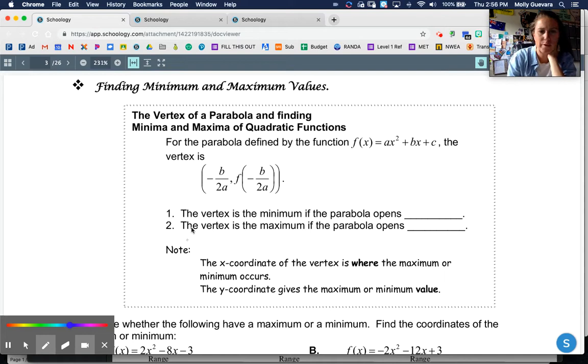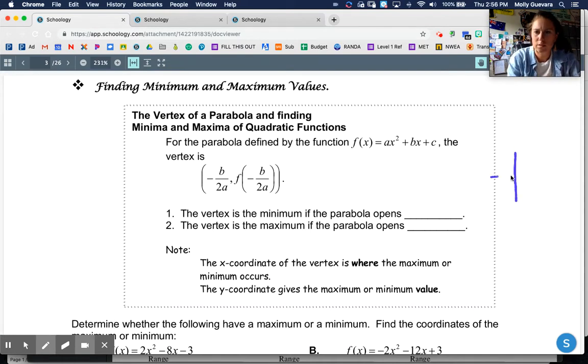Okay, so when we look at this, if the vertex is a minimum, right? So if I have a parabola doing this, the vertex is the lowest point, right? So that's a minimum. So if the vertex is a minimum, the parabola opens up. If the vertex is a maximum, right, doing something like this, if the vertex is the highest point, then the parabola opens down.